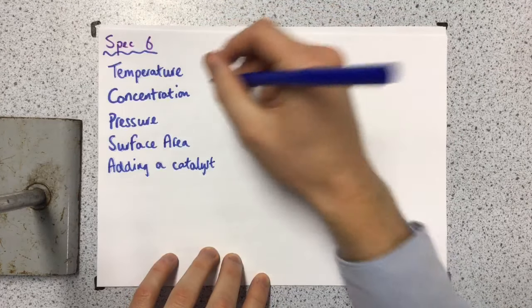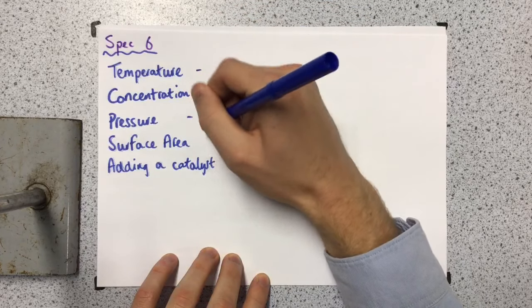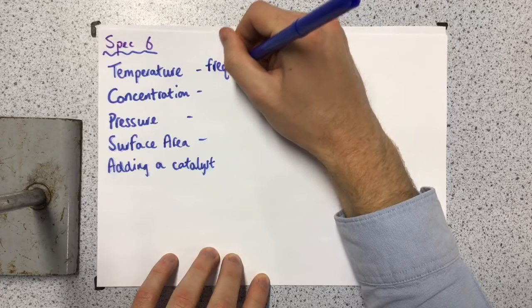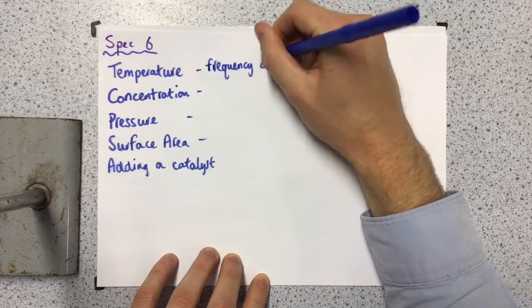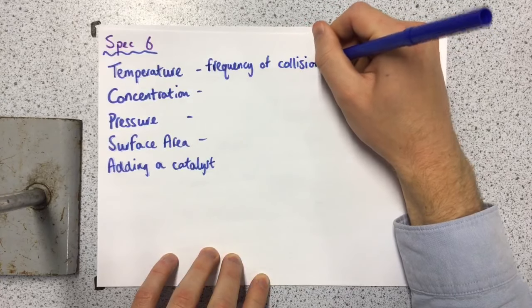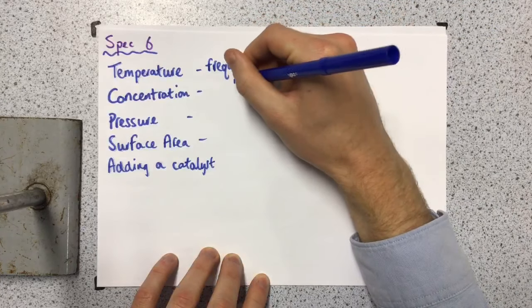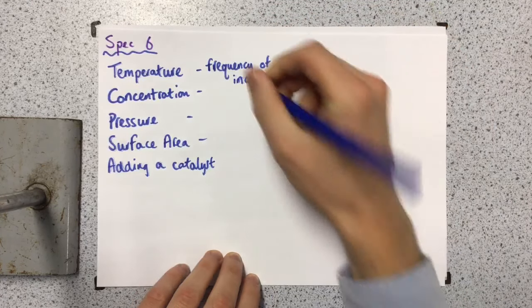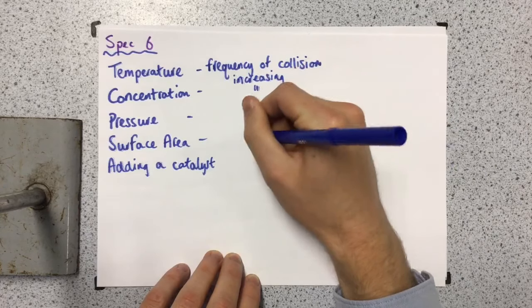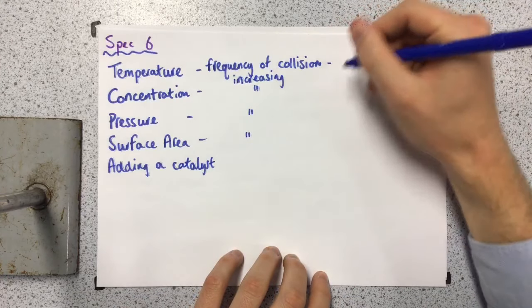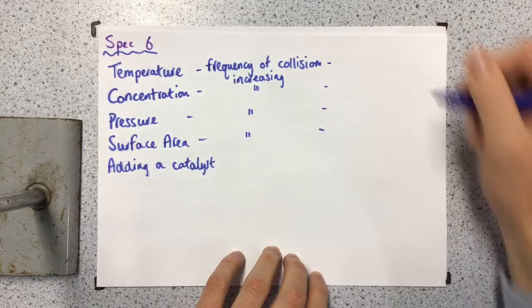So for each of these, you're going to talk about frequency of collisions, and if it was an increasing question, increasing. And you'd write the same for concentration, the same for pressure, and the same for surface area. So if any of those are increased, then you're going to increase the frequency of collisions. The different bit is this next part of your answer.